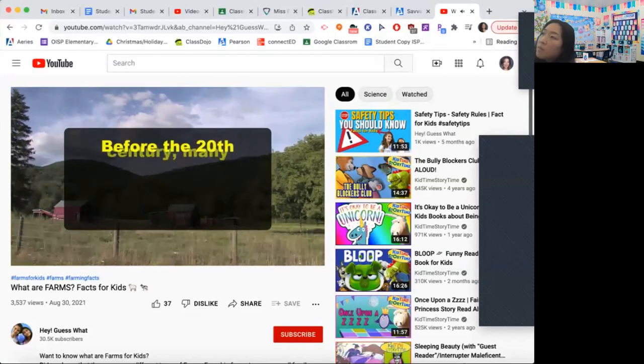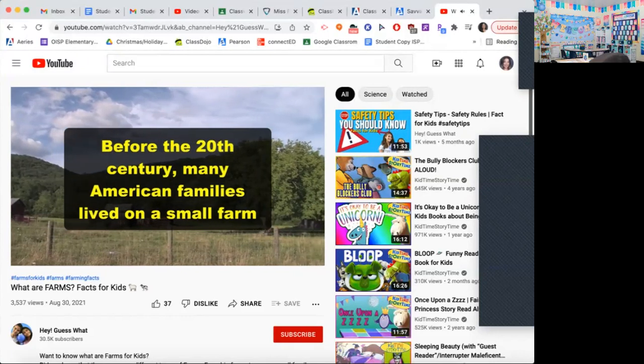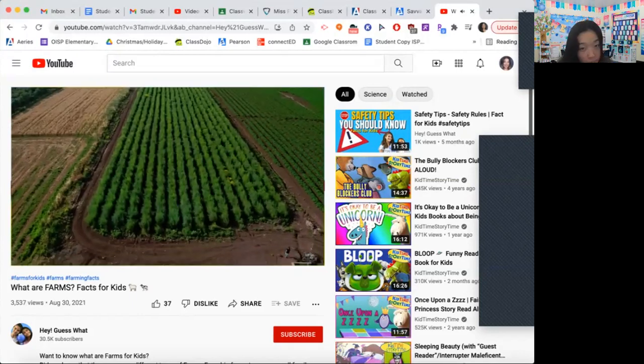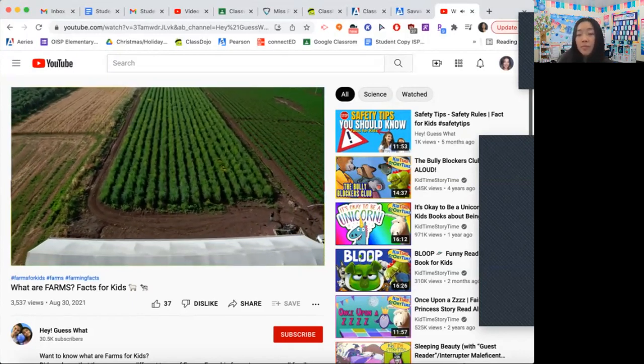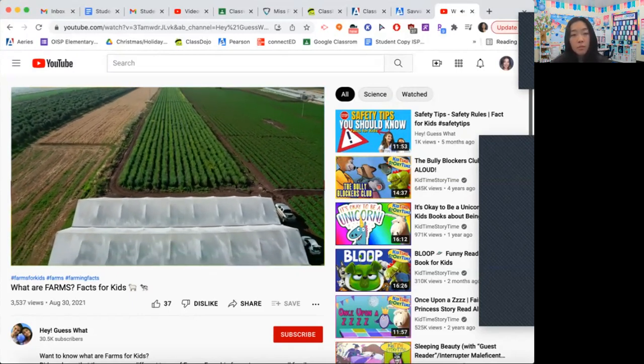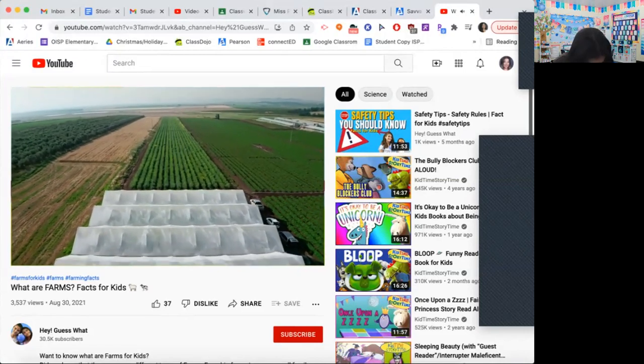Before the 20th century, many American families actually lived on a small farm. They raised almost everything they ate and sold what remained of their crops and/or livestock. Nowadays, there are much fewer farms, but the ones that are working produce more crops and livestock, which again are the farm animals.